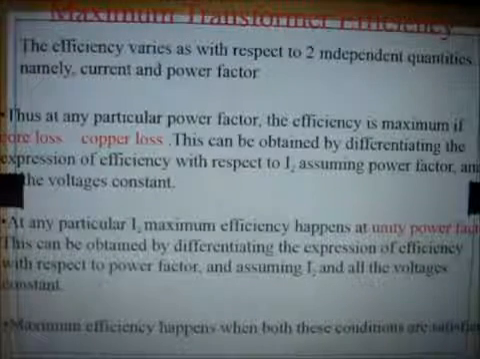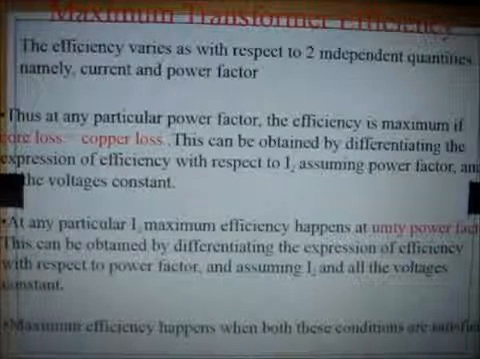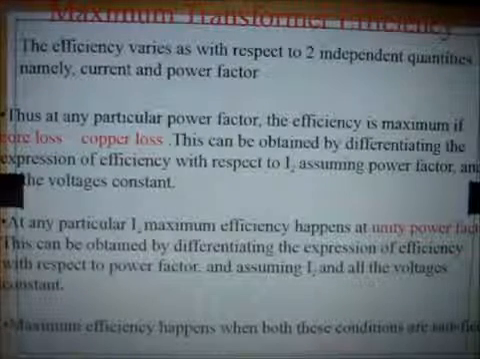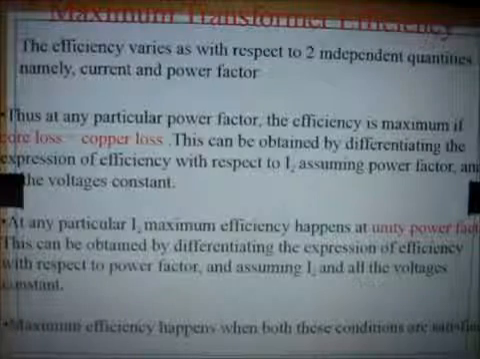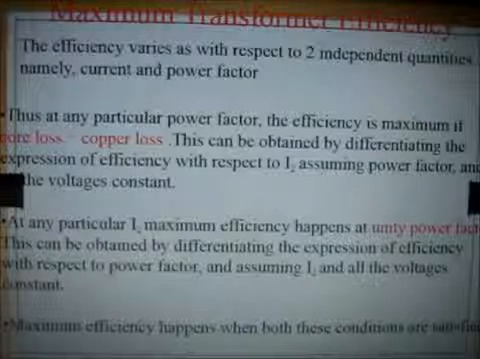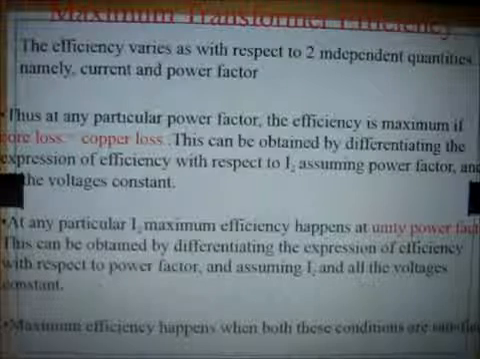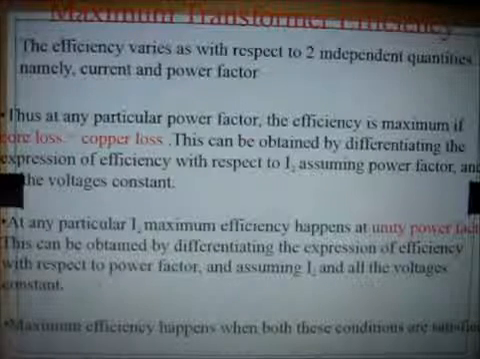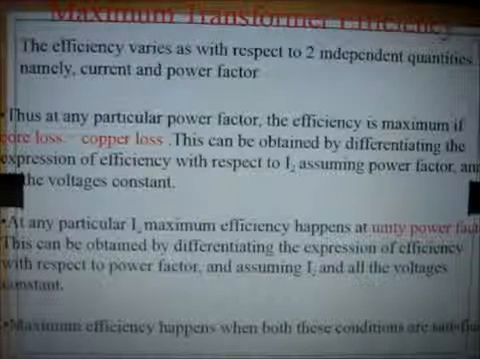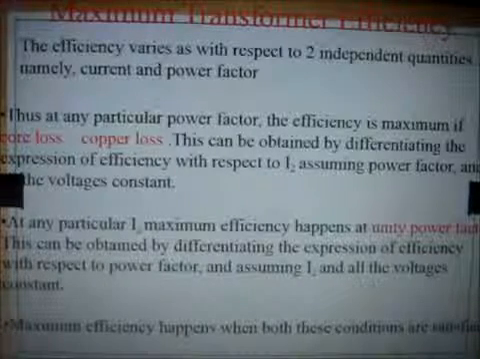Now when can we have maximum transfer efficiency? The efficiency varies with respect to two independent quantities, namely the current and the power factor. At any particular power factor, the efficiency is maximum if the copper loss equals the core loss. Whenever we have maximum efficiency, the core loss is equal to the copper loss. This can be obtained by differentiating the expression of the efficiency in the last slide. At any particular I2, maximum efficiency happens at unity power factor. Whenever cos phi equals 1, that is unity power factor, we get maximum efficiency.